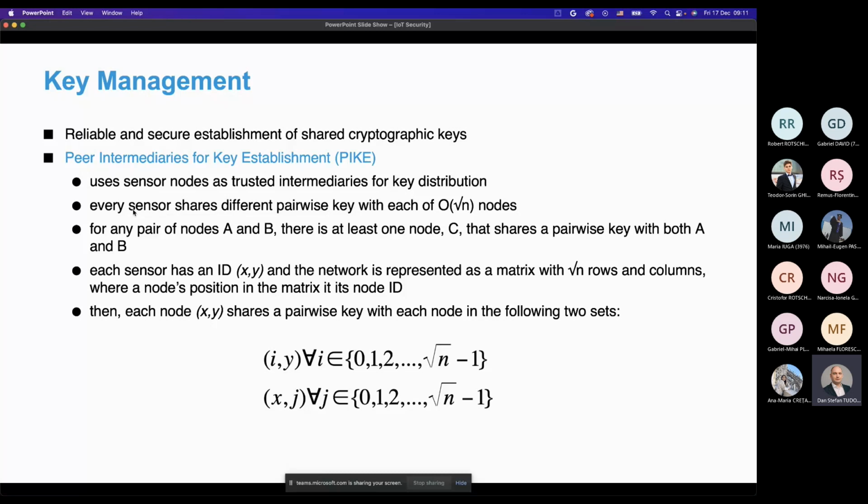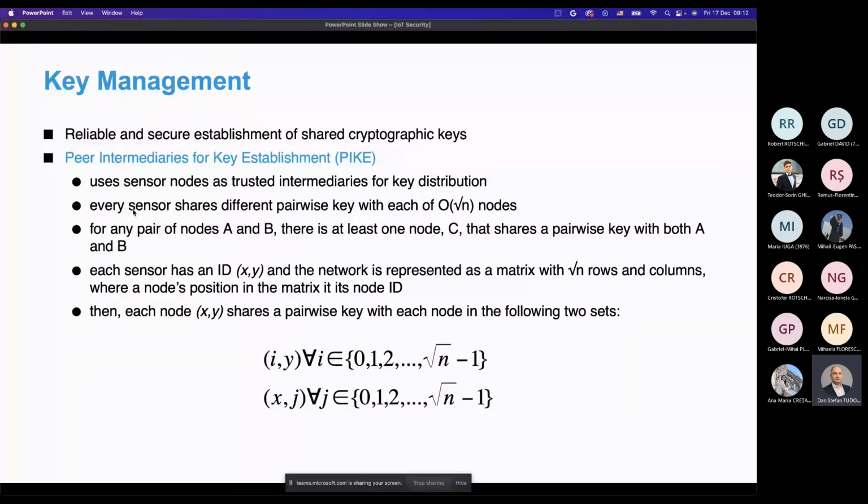However, a shortcoming in symmetric cryptography is the need for key management. In order to mitigate this, there are a few schemes that can be used to securely distribute these symmetric keys. One of these is peer intermediaries for key establishment, or PIKE. This approach uses sensor nodes as trusted intermediaries for the distribution of keys.